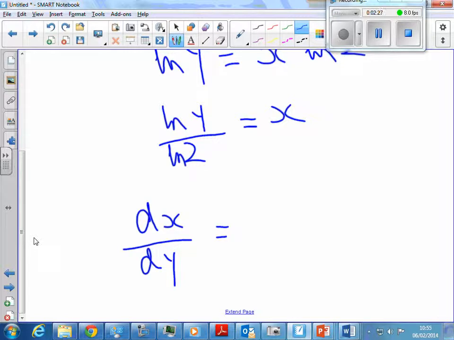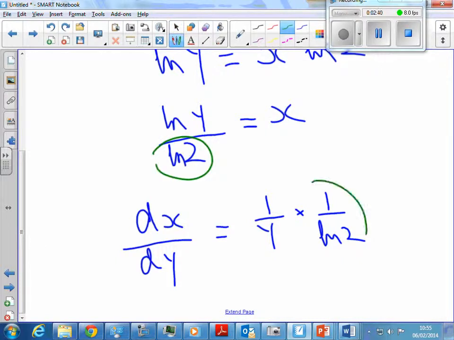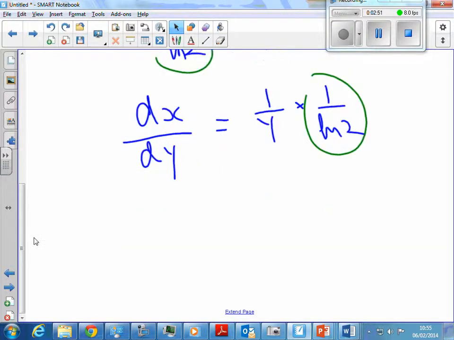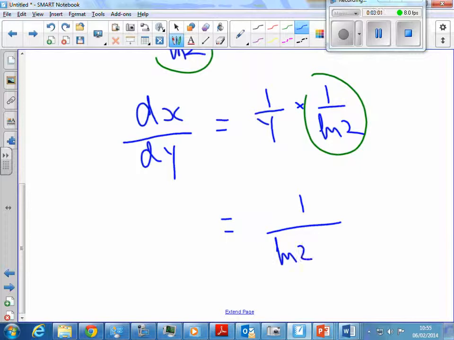the natural log of y, the derivative, is simply 1 over y. And that was over the natural log of 2, which is a constant. We have to remember that this is simply a constant. So that effectively doesn't get differentiated. That's just a constant. Okay. Now, that can be rewritten as 1 over the natural log of 2 times y.